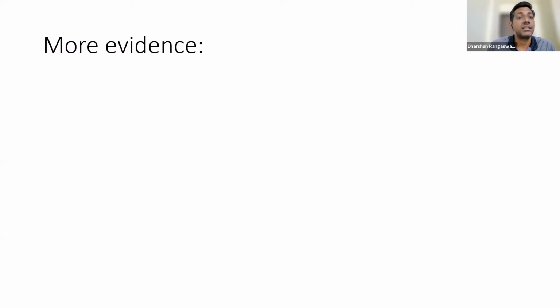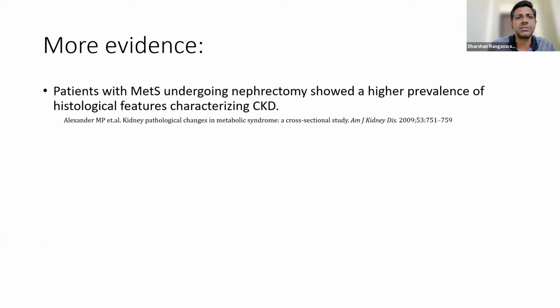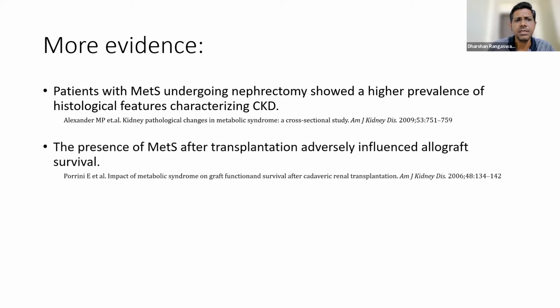There is also further evidence in different scenarios, such as patients with metabolic syndrome undergoing nephrectomy showing a higher prevalence of histological features characterizing chronic kidney disease. These were patients not diagnosed with chronic kidney disease, but who had to undergo nephrectomy for some other reason, such as a malignancy, and when they did the histological examination, they had evidence of tubulointerstitial fibrosis, suggesting there was chronic kidney disease in them. The presence of metabolic syndrome after transplantation adversely influenced allograft survival. Studies have proven so. So it's not just the pre-transplant dialysis-dependent setting, it's also the post-transplant setting.